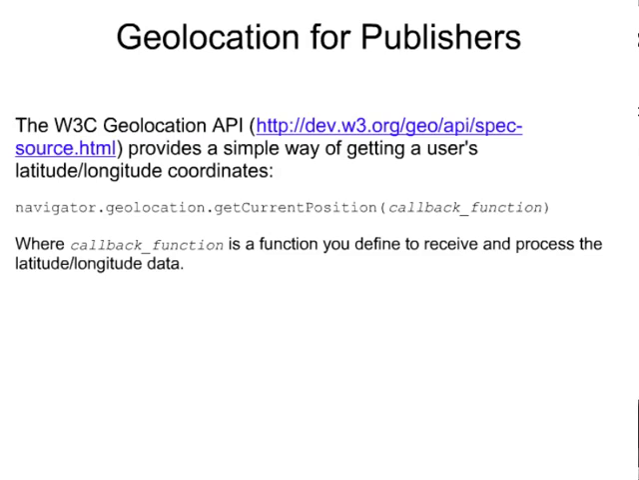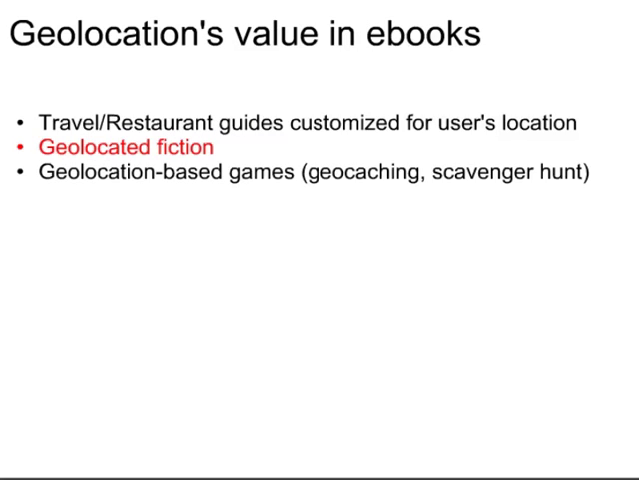So I'm just thinking in terms of geolocation's value in ebooks. I think there's a few things that immediately come to mind. The first one is travel and restaurant guides. Anything that deals with tourists seems perfect for geolocation because you could interactively tailor the book content based on where they're located. Say, give them restaurant reviews for eateries in the area, or even give them directions from their current location to a location they want to go to.